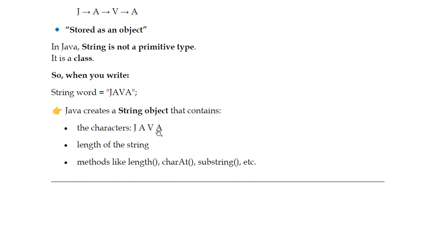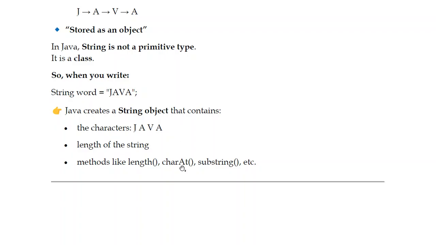The characters are J, A, V, A. So why are we telling it is an object? Because it has methods like length. Length will find out how many characters are present in the given string. charAt will return the character. Substring means you get particular characters. These things we'll discuss separately later. Don't worry about it. Length means it will find out the total number of characters present in the word. What is that? 4 characters.